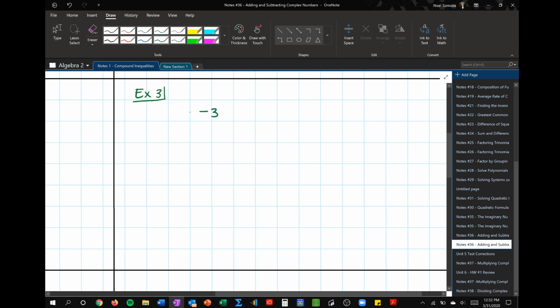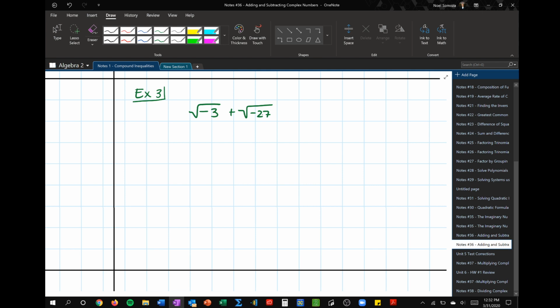The square root of -3 plus the square root of -27. They don't look like complex numbers, because they don't have any reals and you don't see any imaginaries. So you have to do the conversions first.